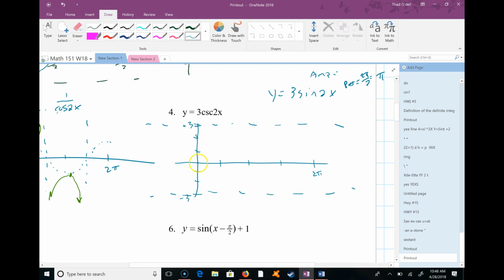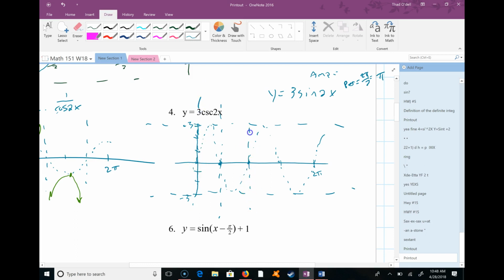So that means I'm going to start right there, and I'm going to end right there, and I'm going to hit right there. In the meantime, I'm going to go up to the top, back down to the bottom, back up, top, middle, bottom, middle, etc. And when sine is at the middle, secant is undefined. So I got a nice vertical asymptote right there. Nice vertical asymptote on the y-axis.